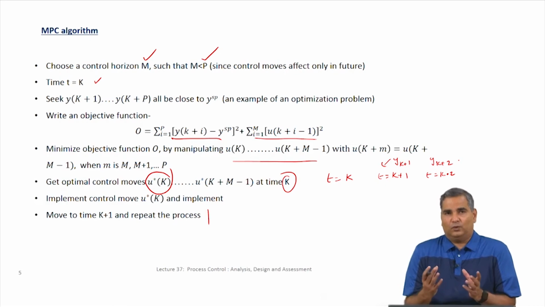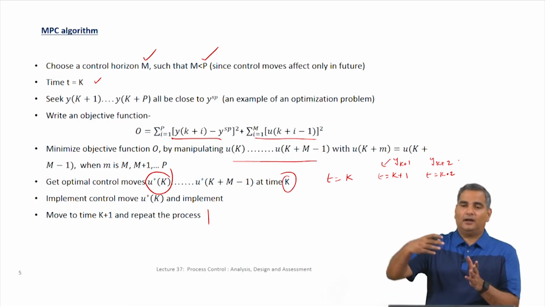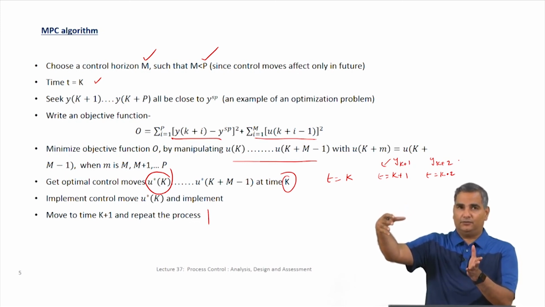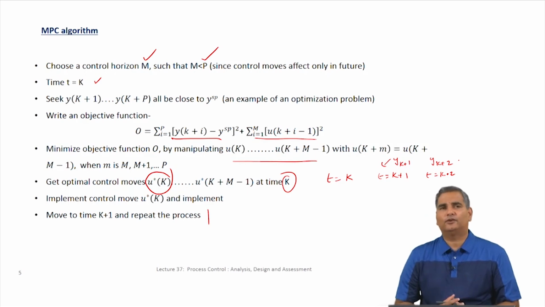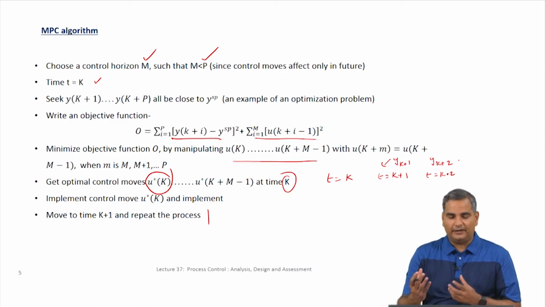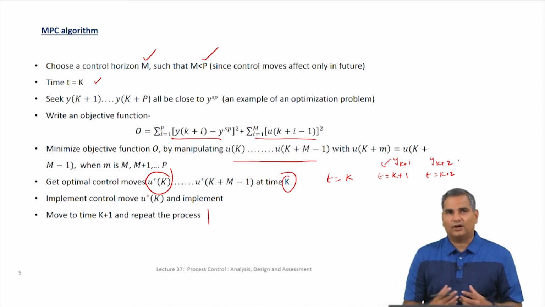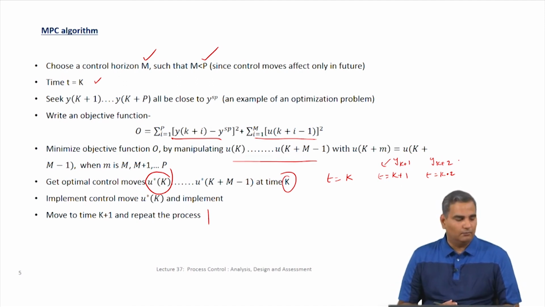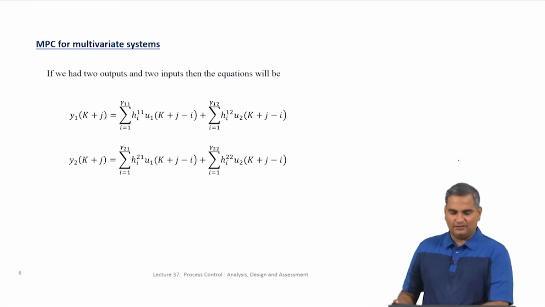So, if I say I have only one move that I am going to calculate, but there are several predictions in the future, I have to make them close to set point, then your controller is going to be quite aggressive. So, that aggressiveness in the controller could be traded off by choosing this m. A very long m will make your controller less aggressive, very short m will make your controller more aggressive, and so on. Now, one last thing, which is something that I wanted to talk about.